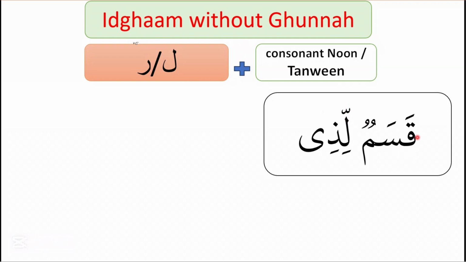What you should not say is qasamun lidhi. This N of the tanween, you need to delete it. Don't pronounce it. So قاسمل مل, قاسمل ذي, قسم لذي. I am not saying قسم لذي.